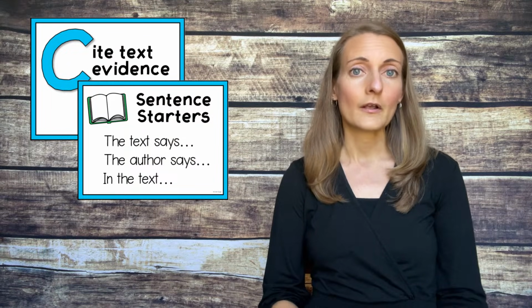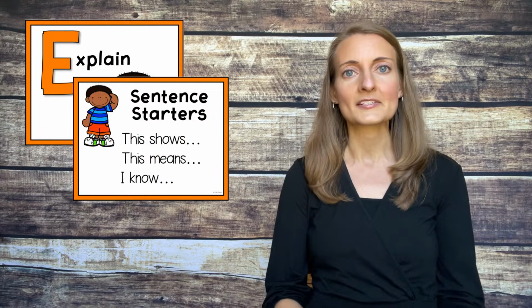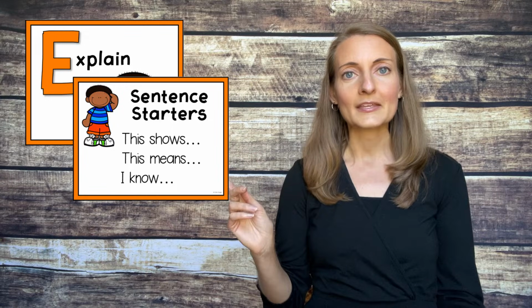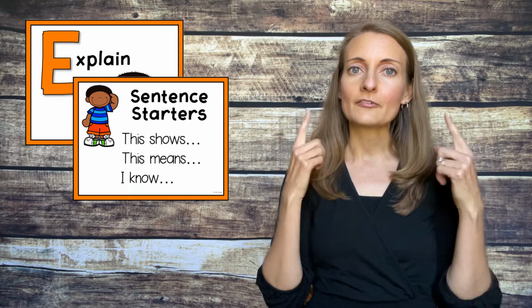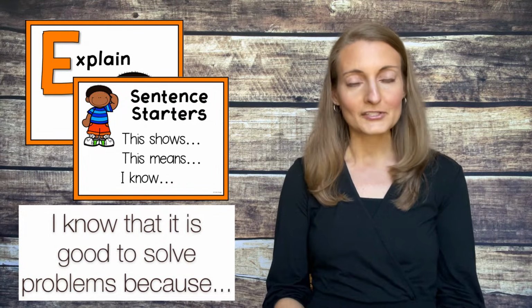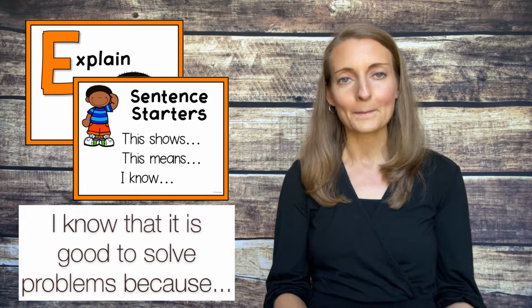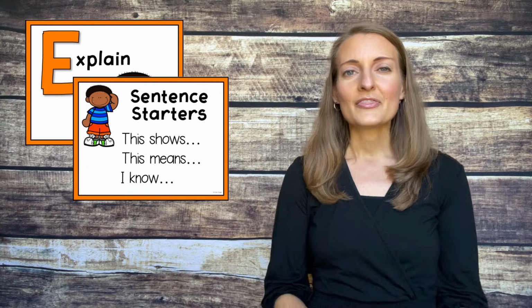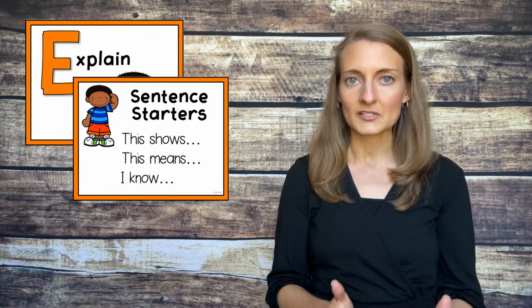Before we do the same thing with another piece of text, I wanted to show you some different ways that we can start our sentences when we explain. Just like we had those sentence starters for the C part that came from the text, here are some ways that we can start our explanation sentences. This shows, this means, or I know. Remember, it's an idea from our own minds. Last time for our story, we said, I know that it is good to solve problems because, and we told why. So if you start by saying this shows, this means, or I know, then it tells the reader that you are giving an explanation.